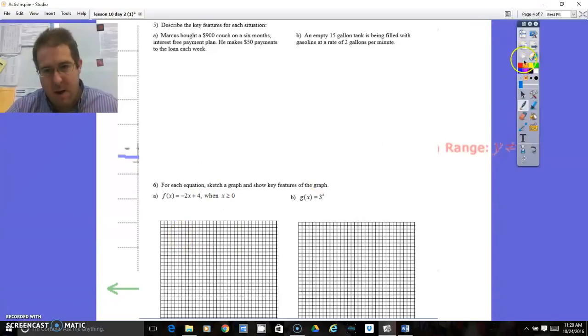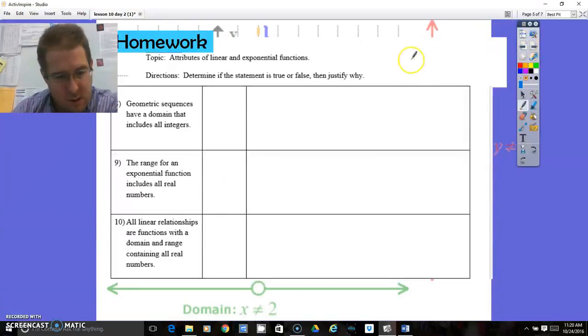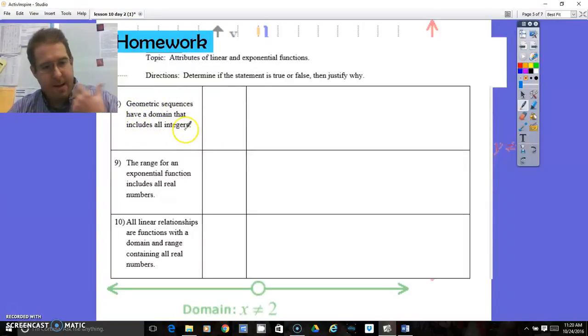All right, so I'm just going to skip those and go straight to the homework because I know this video is getting long enough. Geometric sequences have a domain that includes all integers. I would say incorrect because you're multiplying by anything. Oh, wait. Domain, because if we're talking domain, we're talking about left to right. We're talking about a hyperbola that looks like this. The domain is all real numbers.